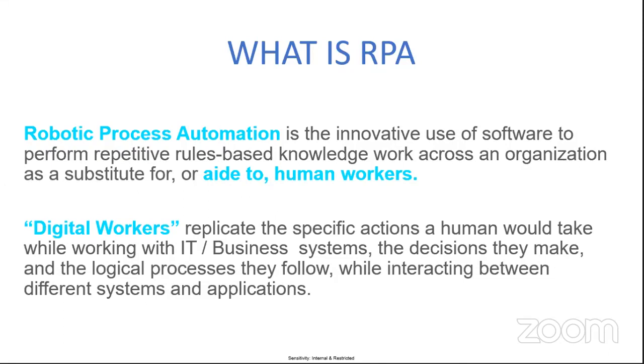So in definition, it's an innovative use of software to perform repetitive rule-based knowledge work across the enterprise as a substitute for, or to aid, human work. So it is not that I'm just trying to get away from humans. Humans will still continue to work in collaboration with robotic process automation, because there could be scenarios where the system would not understand a new pattern, or it's not trained for a new pattern, or a new thing comes up. Then it's where human intelligence would come into place. So a new dimension of a digital worker is going to come out of robotic process automation. So this is just a definition of what RPA is all about.